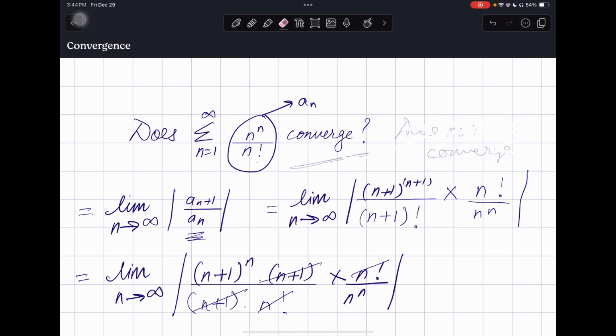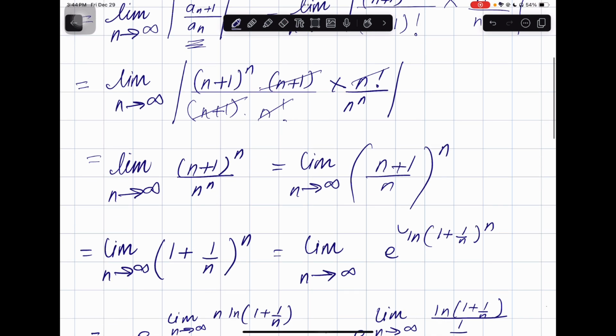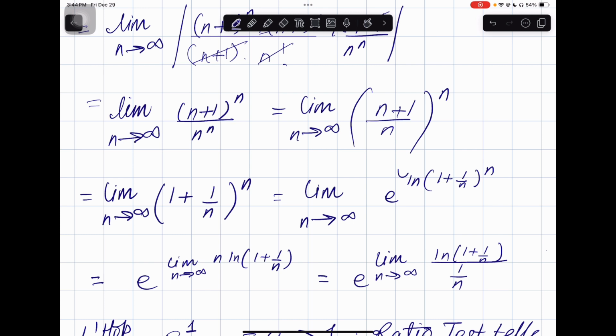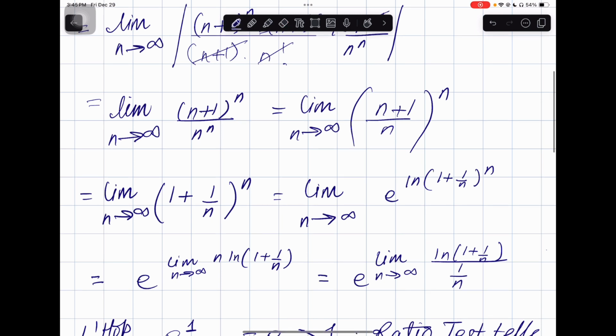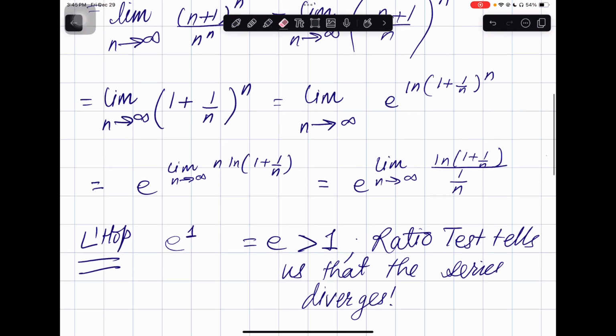Yep, the only trick that you have to be mindful of is using the concept of e and ln logarithm, changing this to this. That's all. The rest, I think, is pretty easy.